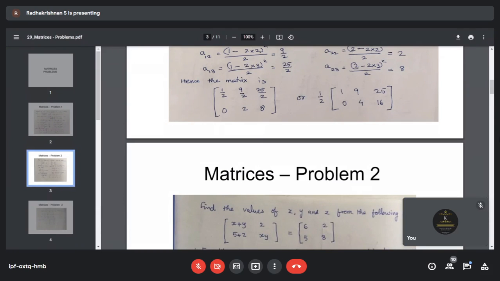Samita Sri, did you do it? Sir, I did it, but I got a different answer. Okay. Fine, I will show. If x is 2, then y will be 4. If x is 4, then y will be 2. Both are correct answers: x equal to 2, y equal to 4 or x equal to 4, y equal to 2. I will show the solution now.